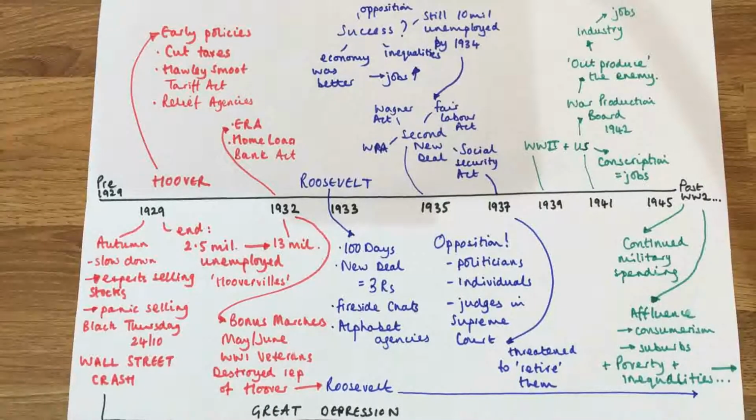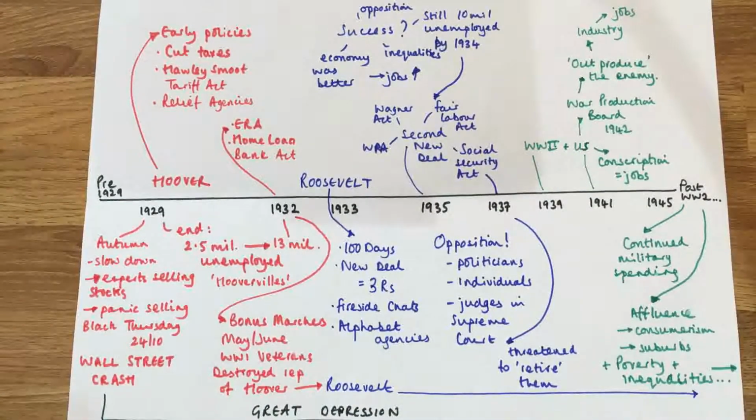However, by 1934, there were still 10 million people unemployed, so it was clear that the New Deal wasn't actually working as quickly as they'd hoped. That meant that a second New Deal was needed. This comprised 4 different areas.